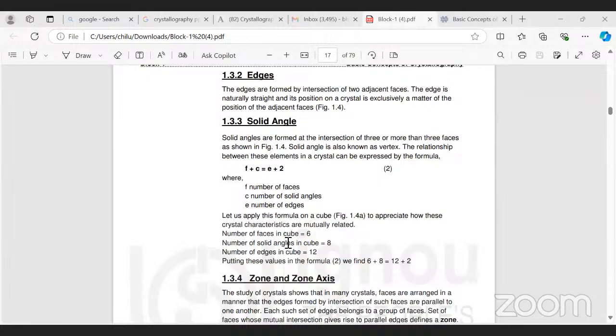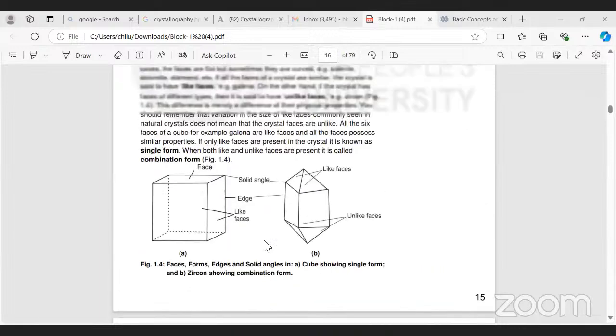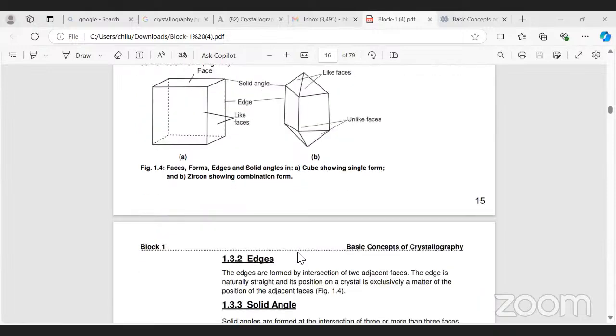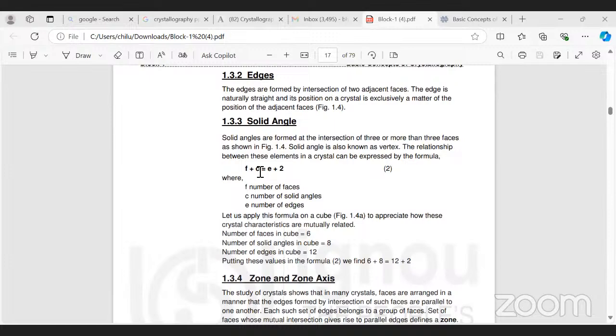And the number of solid angles. Here it is creating the angles. How many angles is it creating? 1, 2, 3, 4, 5, 6, 7, 8. 8 angles it is creating. So C is equal to 8 solid angles.